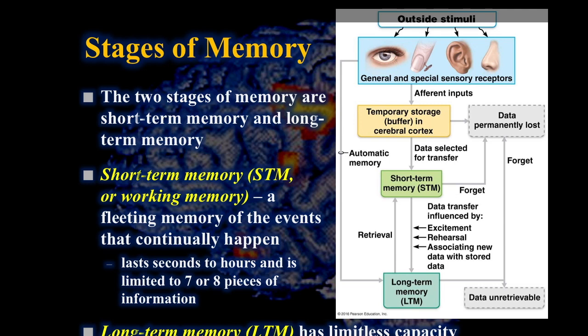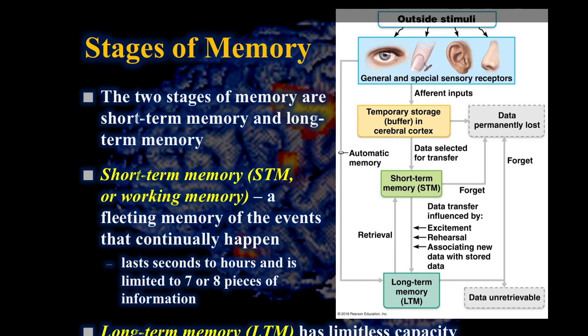Okay, stages of memory. Putting things into your brain. The 2 stages of memory are short-term memory and long-term memory. Short-term memory, or your working memory, is a fleeting memory of the events that continually happen. You're constantly using short-term memory as you're taking things in and out of your brain. It lasts anywhere from seconds to hours, and it's limited to 7 to 8 pieces of information. For example, you look up a phone number, you plug in that phone number, you call it, and then that phone number is gone because you don't ever have to use it again.